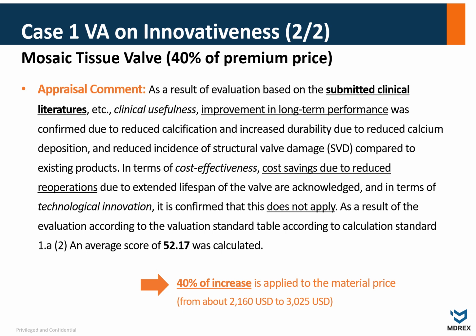Although technological innovation is not recognized here, the total point was already 52.17, which is matched with 40% of add-on price. In conclusion, by submitting 2 high-quality literatures that prove the target material's clinical usefulness and cost-effectiveness, the MRP has been determined much higher than pre-listed materials through VA. Of course, not only simply submitting the literatures, but also including summaries and analysis to help support the applicant's rationale is very important.